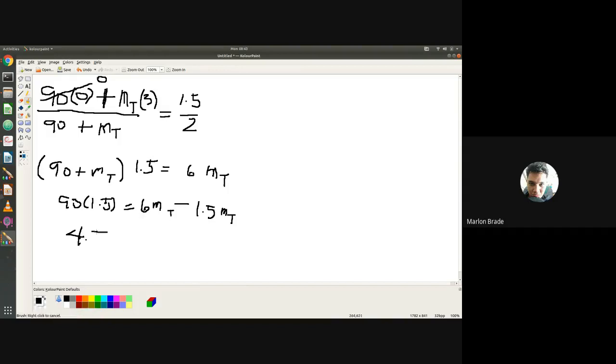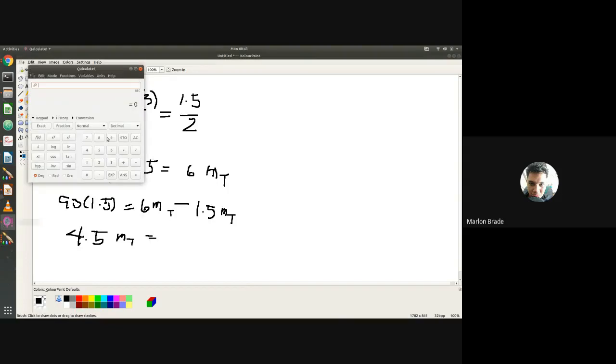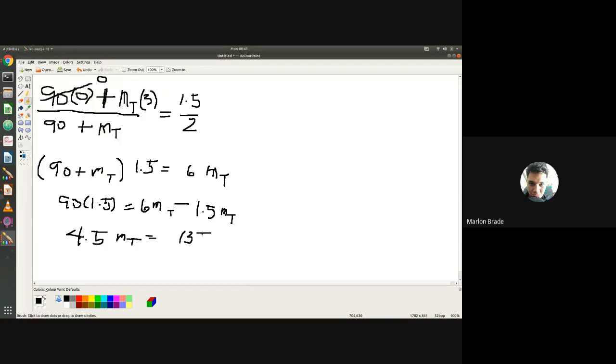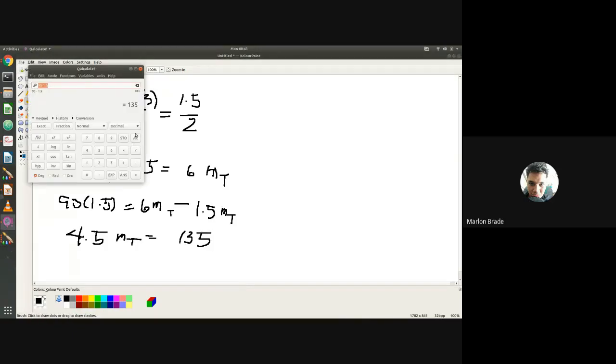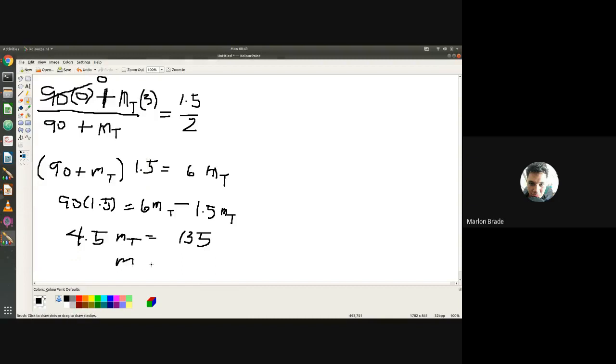So naa tay 4.5 M_T is equal siya sa 90 times 1.5. Pila? 90 times 1.5 and this is 135. So this is 135. Correct ba? So yeah. So i-divide nato by 4.5. This is 30. So M_T nato is 30. So mao ni ang maximum nga mass ni Throckmorton para dili mo-tuyok, walay torque, ma-remain siya sa equilibrium.